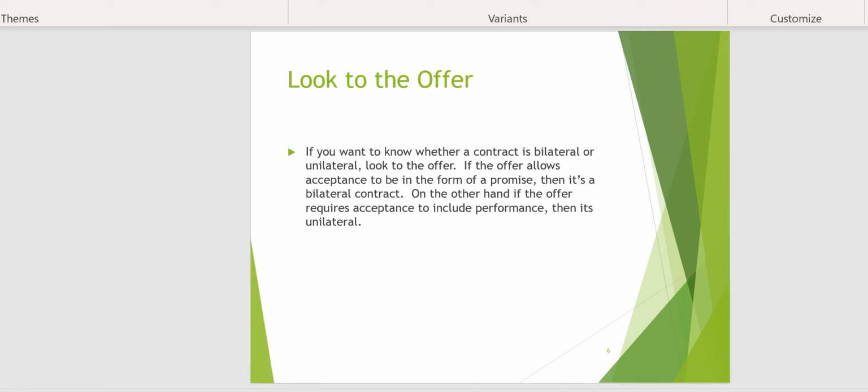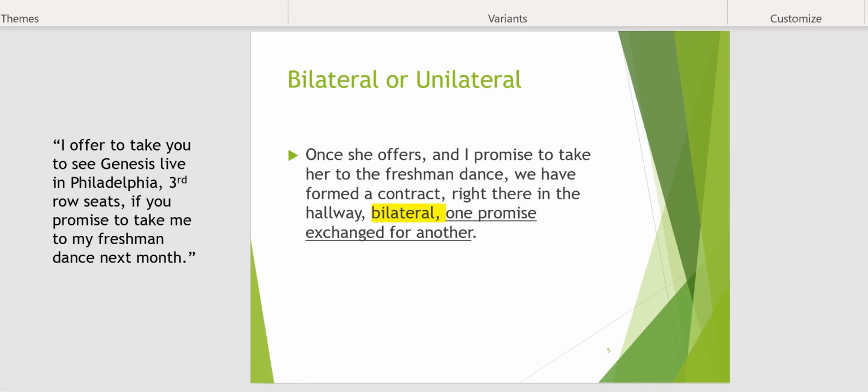On the other hand, if the offer requires acceptance to include performance first, then it's unilateral. So in the case of the bilateral agreement, one promise was given in exchange for the other promise, and that creates a bilateral agreement. We each promised each other something, and because her offer allowed me to promise as an acceptance, I didn't have to perform first. All I had to do was promise to perform later.